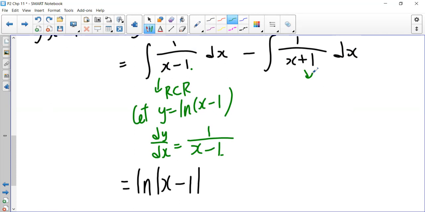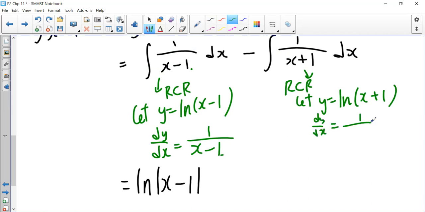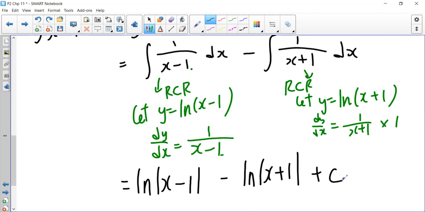We do the same thing in here, reverse chain rule. So we let y equal ln|x + 1|. Differentiating, dy by dx is 1 over x plus 1, times the derivative of the inside, which is 1, so it works. So then we know it's a minus, so the integral of 1 over x plus 1 is just ln|x + 1|. And then we have our plus c.